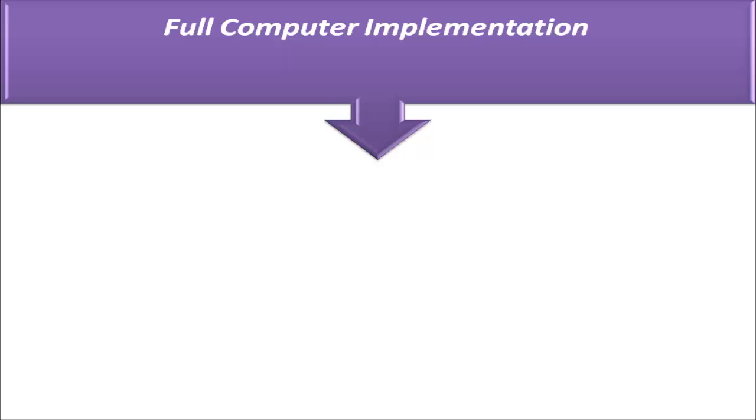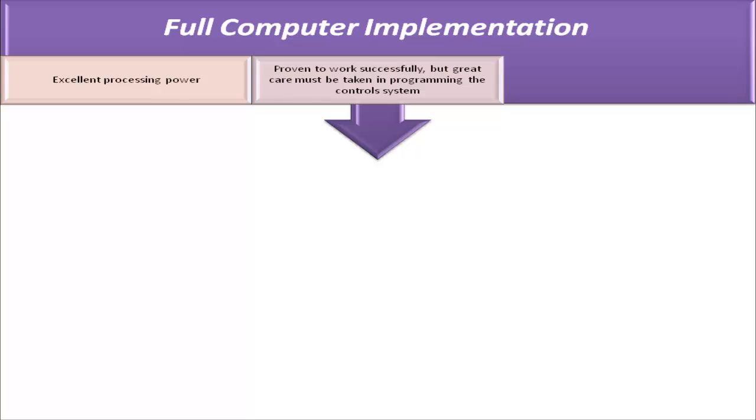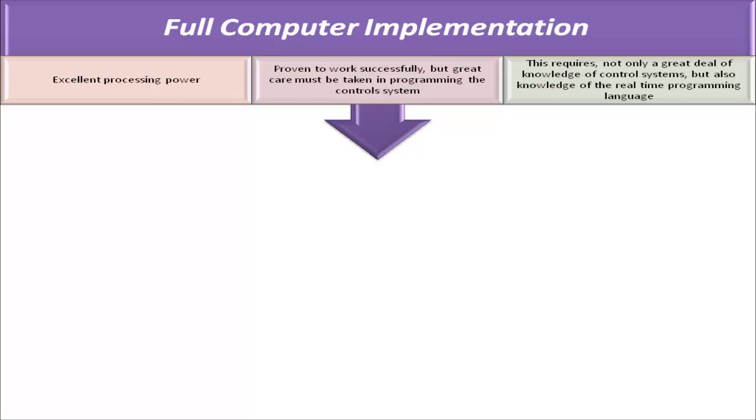For the first one, let's take a look at the full computing system. Basically, the full computing system has excellent processing power. It has also been proved to work successfully, but remember, great care must be taken in programming the control system, or the real-time requirement will never be met. This requires not only a great deal of knowledge of control systems, but also knowledge of the real-time programming language.